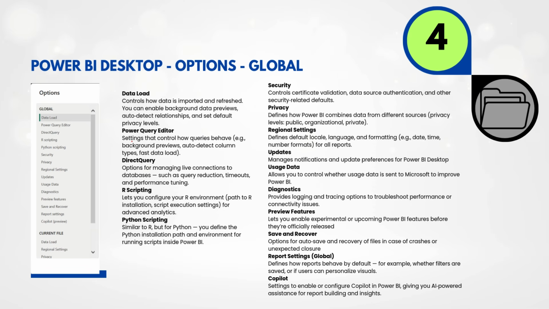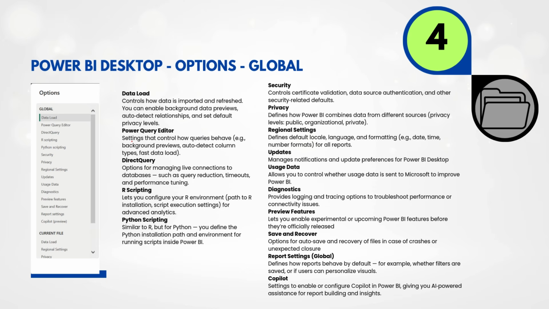First up is data load. This controls how data is imported and refreshed. You can enable background data previews, which helps when working with small datasets. You can auto-detect relationships between tables, saving time during modeling, and you can set default privacy levels to ensure secure data handling. Best practice is to keep background previews on for small models, off for large ones.